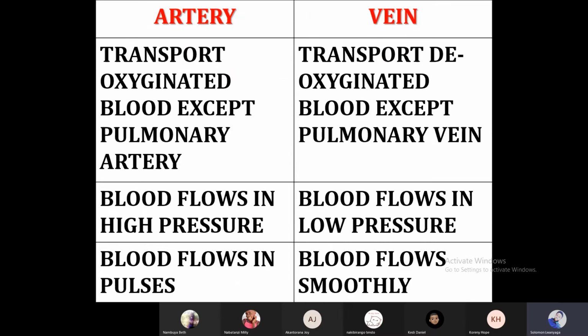And we're saying in arteries, blood flows in pulses. Why does it flow in pulses? If you touch your neck around near the throat area, you can feel that pumping action. That pulse is as a result of the pumping action of the heart. That's how they test if a person is still alive. If you still have a pulse, it means your heart is still beating, because that pulse is created by the heart pumping.